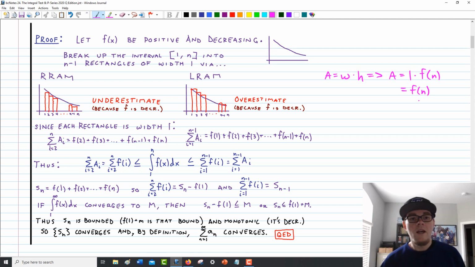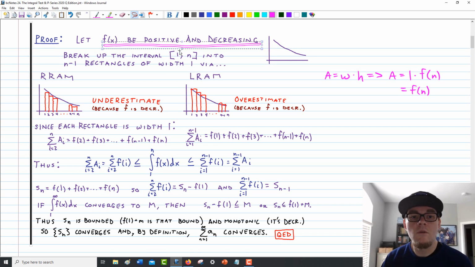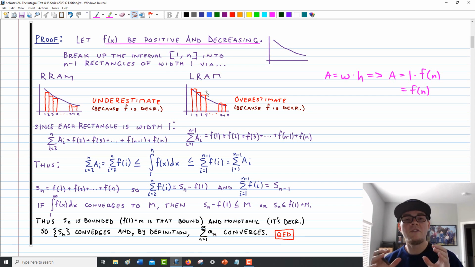So having done that, because we've guaranteed that our function is positive and decreasing, so remember those are two of our necessary conditions for this particular test to work. Because of that, we have a decreasing, continuous, and positive function. And that means if we use RRAM, we're going to have an underestimate, and if we use LRAM, we're going to have an overestimate. And what that does is it allows us to bound our value of the integral between two values that we can calculate.